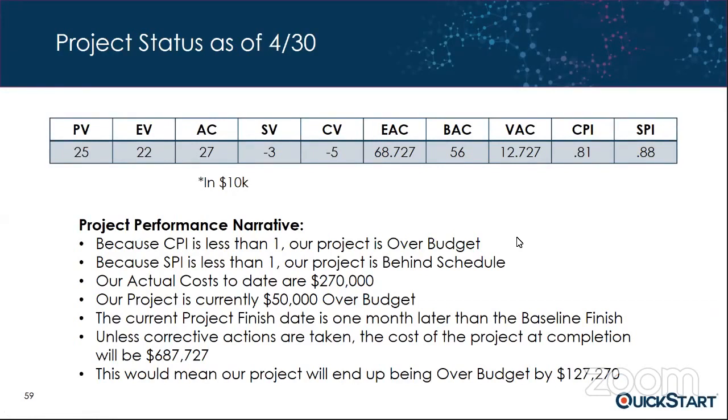Because our CPI is less than 1, our project is over budget. Because SPI is less than 1, our project is behind schedule. Our actual cost to date, and this information is just coming from up above, is $270,000. Our project is currently $50,000 over budget. The current project finish date is 1 month later than our baseline finish. And unless we take some corrective action to get us back on track, the cost of the project at completion will be $687,727. This would mean that our project will end up being over budget by $127,270, and we can perform all of these calculations right now, and we're only halfway through this project.